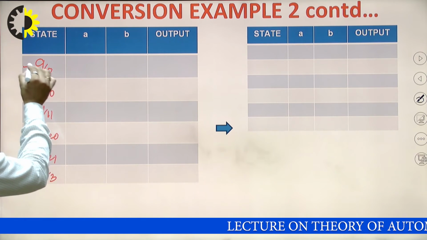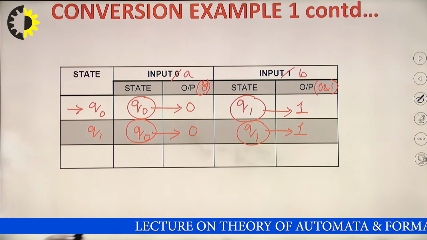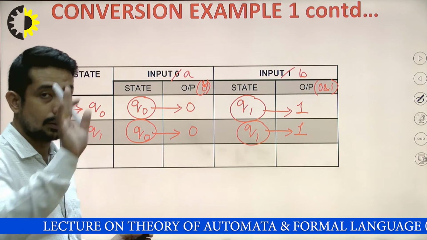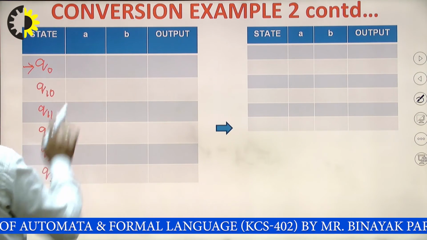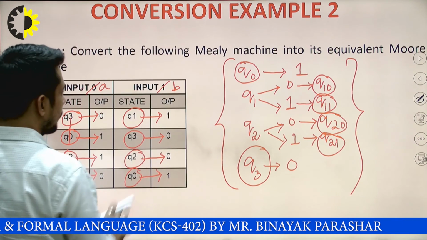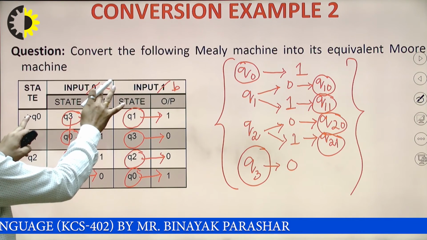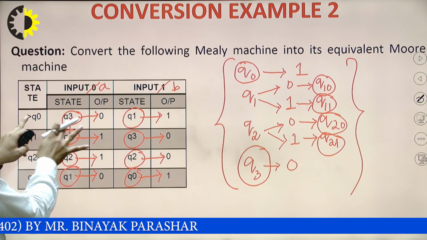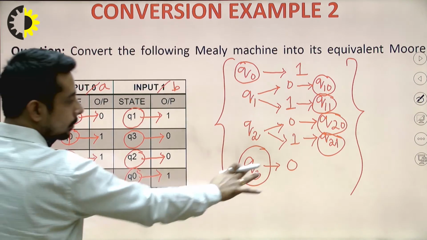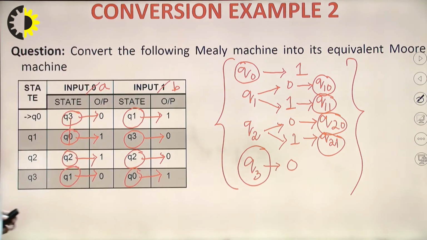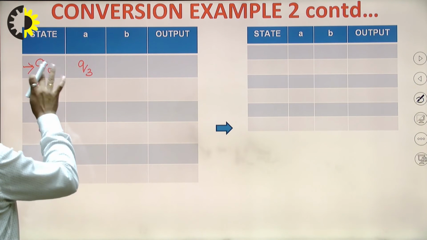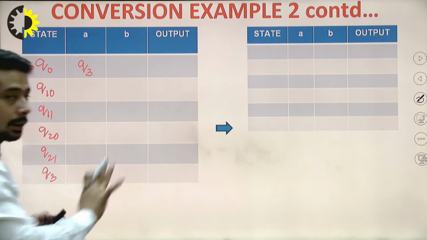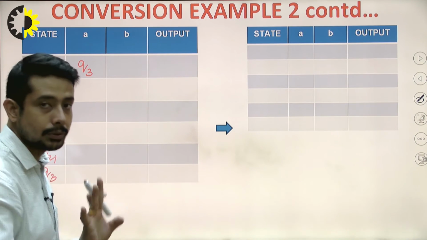Which is the initial state? Initial state is this one. There are no final states. Remember, there are no final states, only the output will designate your final outcome. So Q naught on seeing A, now I have to go over here. Q naught on seeing A, where is it going? It is going to Q3, whose output is stable. So Q naught on seeing A goes to Q3, and Q naught's outputs I will write down later. First I'm just writing the transitions, okay?